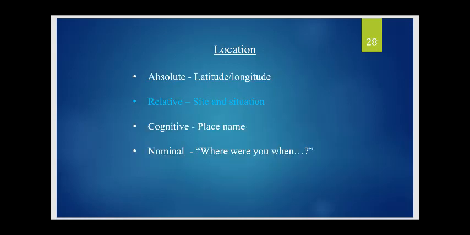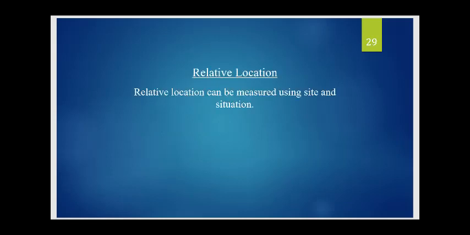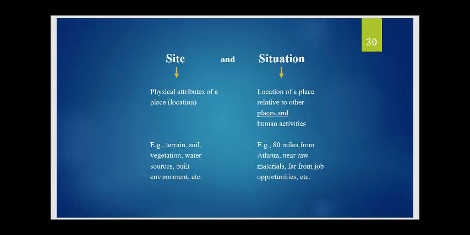Next is relative location. Relative location is expressed as both the concept of the site and a situation. Let's discuss what that means. Site refers to the physical attributes of the location, for example, the terrain, soil, vegetation, water source, built environment, and so on. The situation refers to the location of a place relative to other places and human activities.